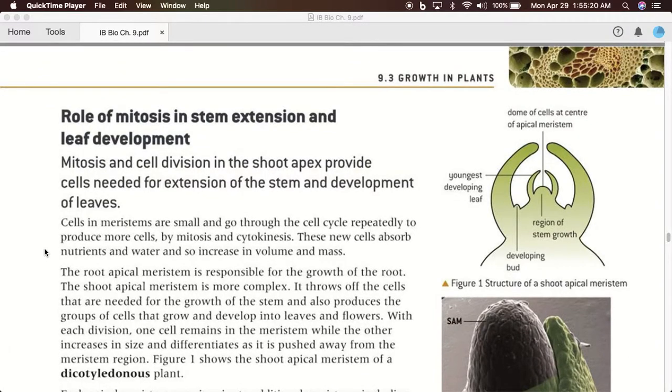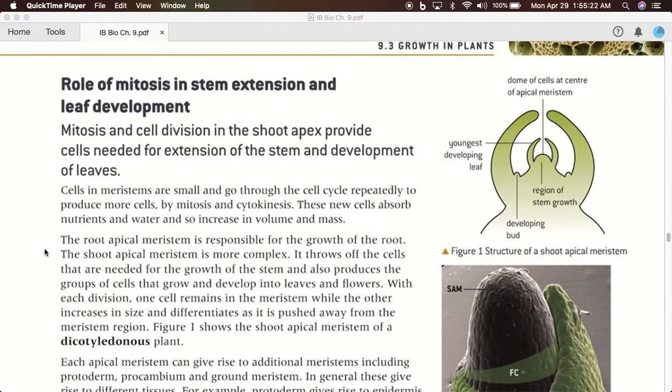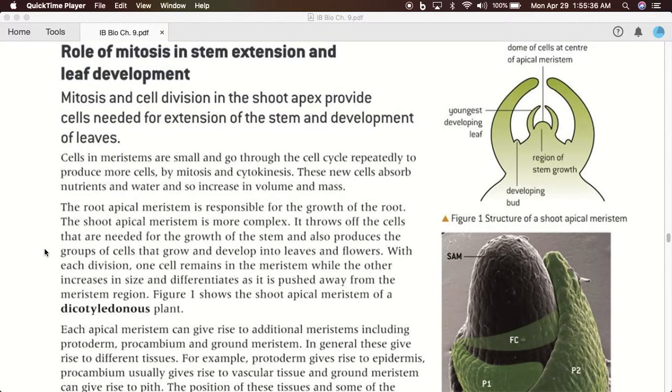Okay, so when we're talking about the apical meristems and the plant growing, mitosis is going to play a big role in that because we're going to need to divide existing cells to make new cells. And every time a cell divides in the meristem, one of those daughter cells stays as a part of the meristem, and the other one is going to become a part of the mature plant.